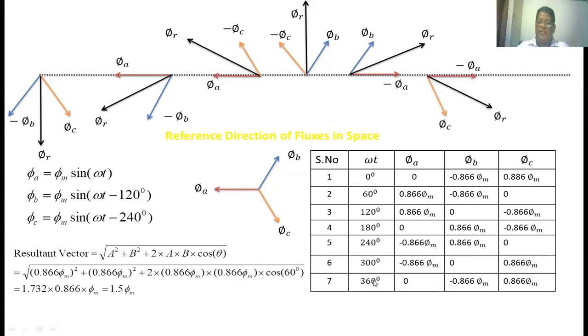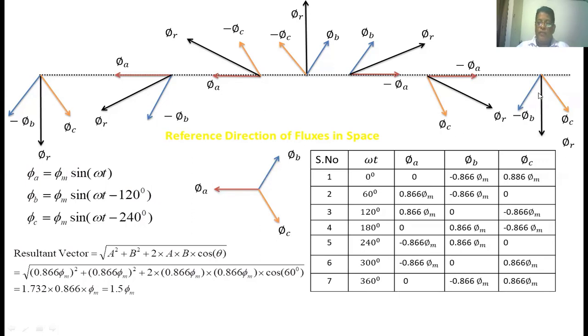At 360 degrees, the flux coming from the phase A becomes 0. Phase C becomes minus 0.866 phi m. The flux coming from the phase B becomes 0.866 phi m. So you have to reverse phase C. You are getting this side. This value becomes 0. Now you have to find out the resultant of this. This is the resultant flux whose magnitude is the same, that is equal to 1.5 times phi m.